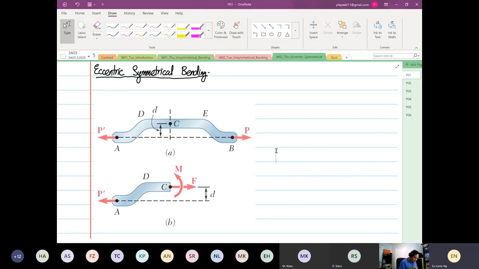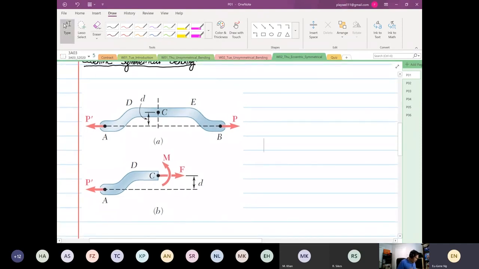Thank you. So we're going to look at eccentric symmetrical loading first. Okay, so I'm going to look at this diagram. Now, can anyone tell me at which point will our structure fail? Is our structure going to fail at point A, point B, point C, point D, or point E? Anyone, please?